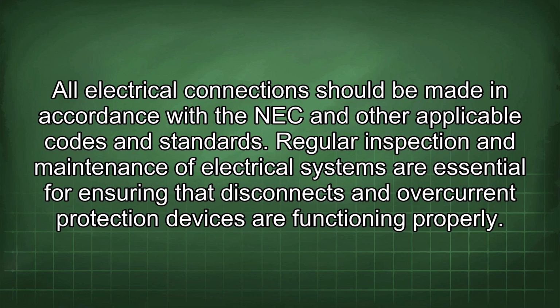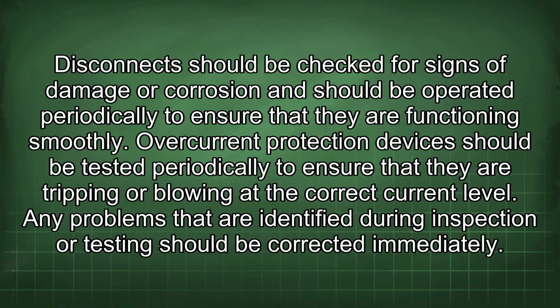Regular inspection and maintenance of electrical systems are essential for ensuring that disconnects and overcurrent protection devices are functioning properly. Disconnects should be checked for signs of damage or corrosion and should be operated periodically to ensure that they are functioning smoothly. Overcurrent protection devices should be tested periodically to ensure that they are tripping or blowing at the correct current level. Any problems that are identified during inspection or testing should be corrected immediately.